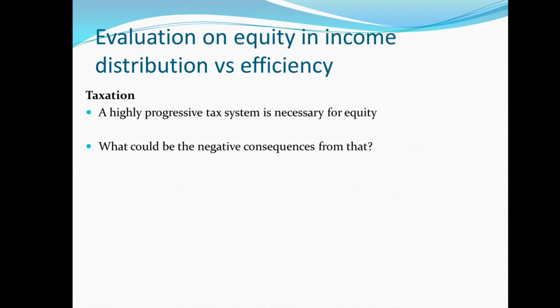So the rich are not happy. If some people, or if the majority of the people are not happy, what would they do? What would be their possible reactions? They may leave the country. They may do tax evasion. Anything else?